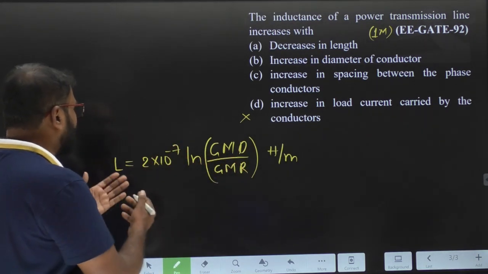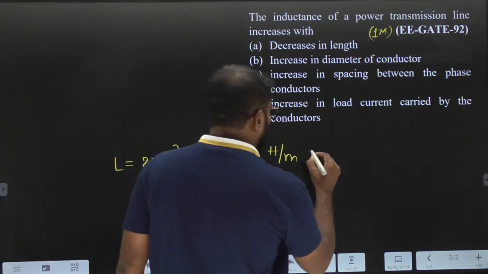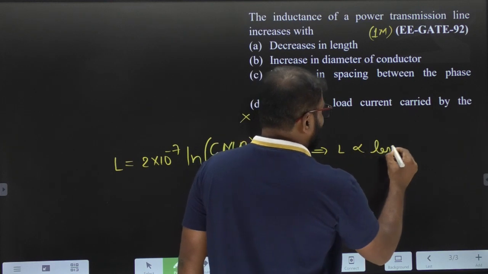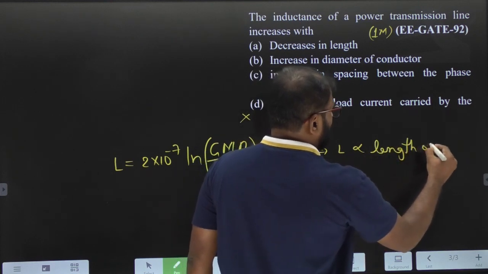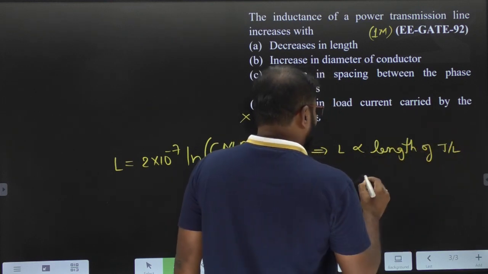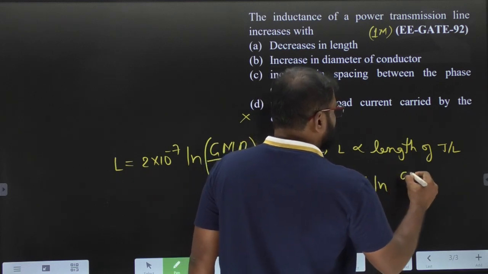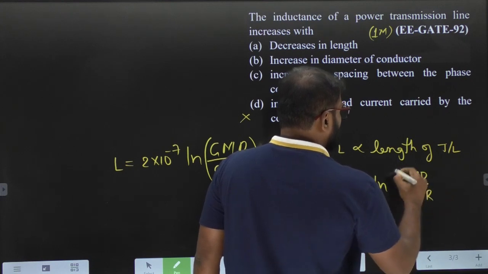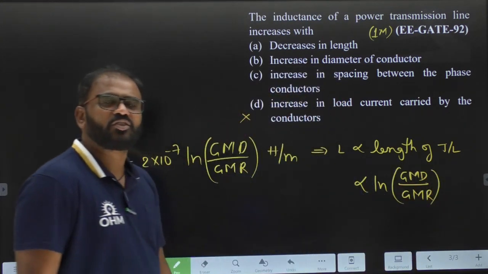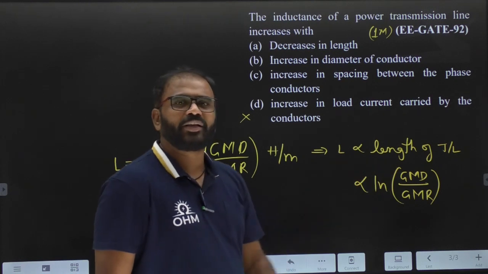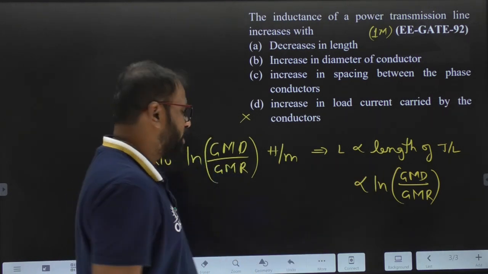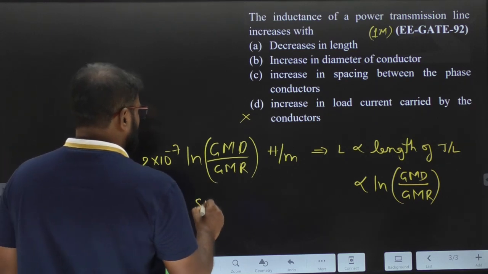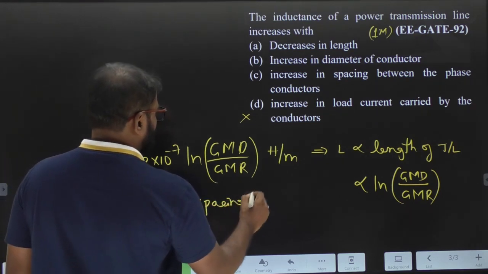So from here I can write the inductance is directly proportional to the length of the transmission line, and directly proportional to ln of GMD by GMR. GMD means geometric mean distance. GMR means geometric mean radius. GMD depends on spacing between the conductors. GMD is directly proportional to spacing between the conductors.